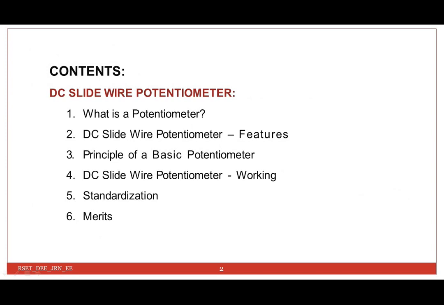Now we will be discussing mainly on DC slide wire potentiometer. You already know that there are two kinds of potentiometers, AC potentiometers and DC potentiometers. Under DC potentiometers, two are there: one is the slide wire as well as the Crompton, and under AC potentiometers, polar type and rectangular type. But according to the syllabus, we will be discussing only the DC slide wire potentiometer.